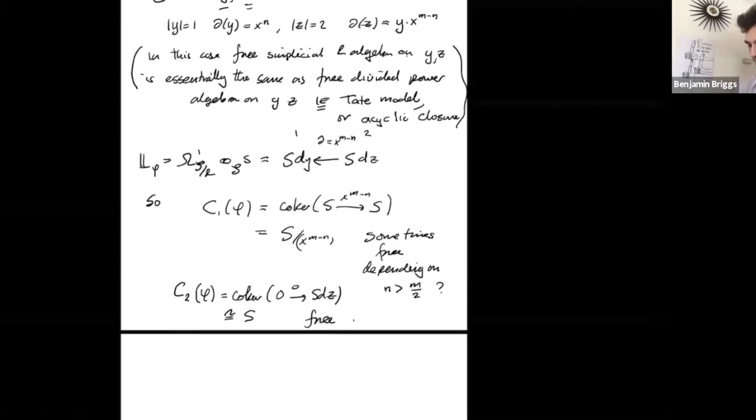So it's kind of interesting. And then there's C2. In this case, C2 of phi goes from, there's nothing in degree 3, and down in degree 2, I've just got my S. So there's 0 here, so that's just S. It's a free module. Okay, so C1 is maybe free, maybe not, and C2 is definitely free in this case, and all of the others are 0.